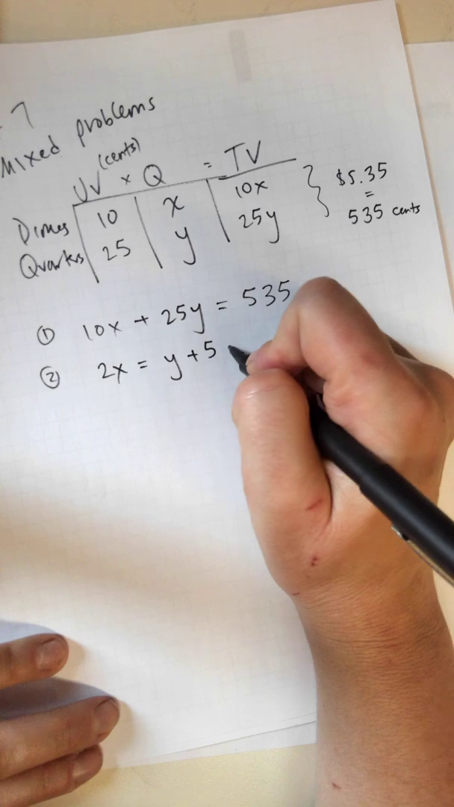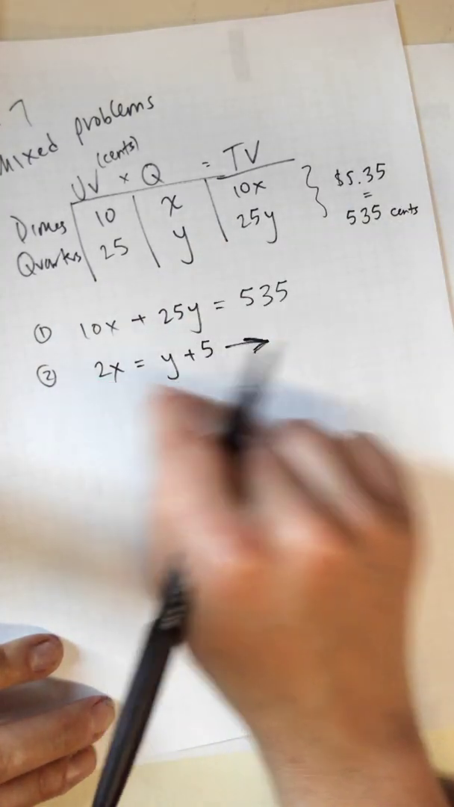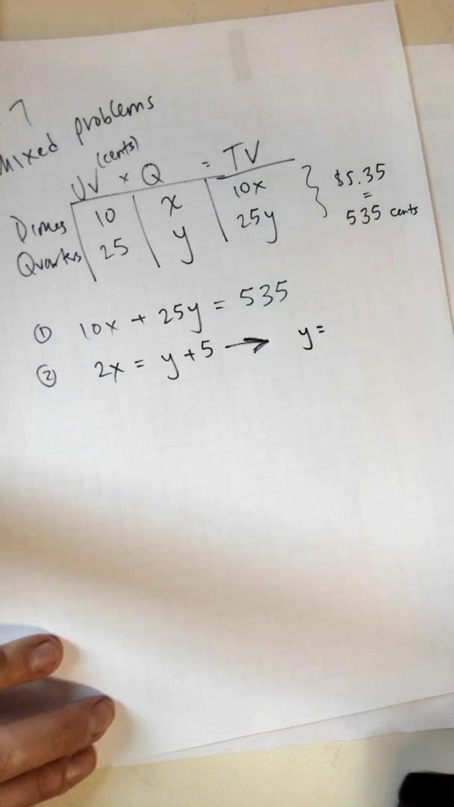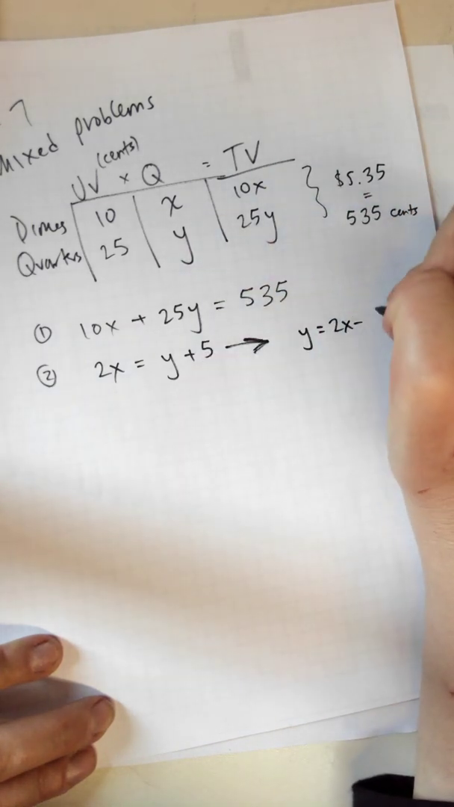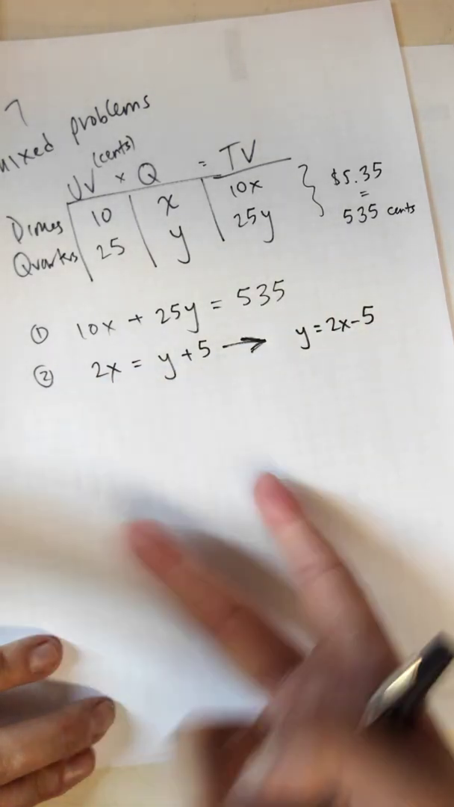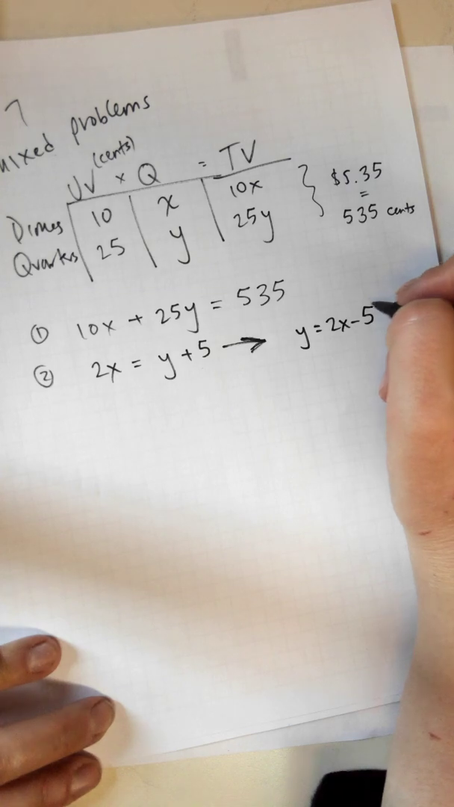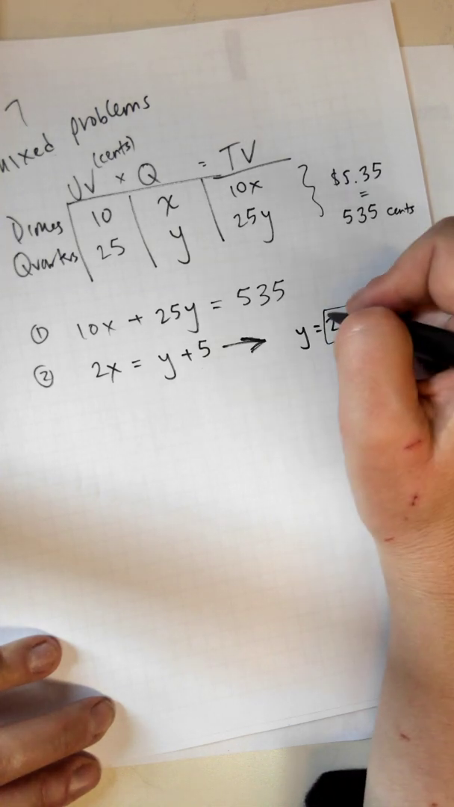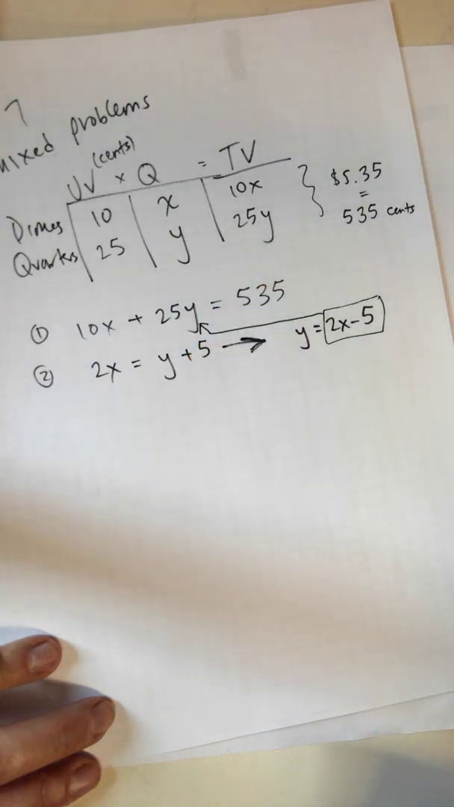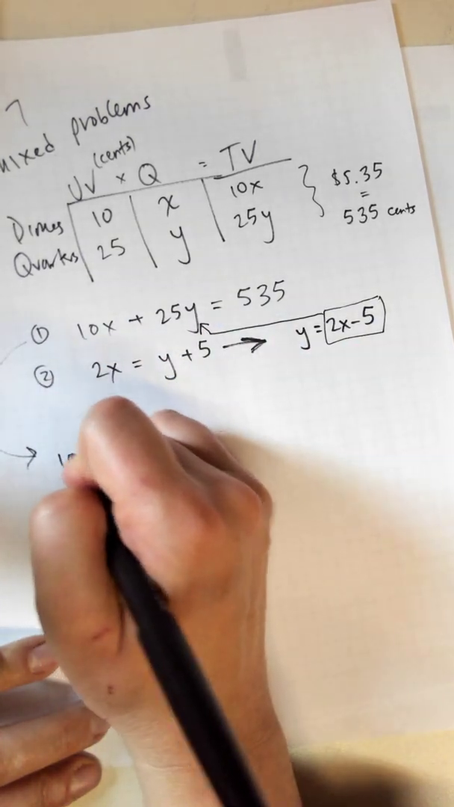So I'm going to take this equation and I'm just going to subtract 5 from both sides. y equals 2x minus 5. Hope that's okay with you. I just subtracted 5 from both sides and I flipped it just so the y could be first. I didn't have to do that. And now I can substitute anytime I see a y. You see that? So let's rewrite the first equation using substitution.